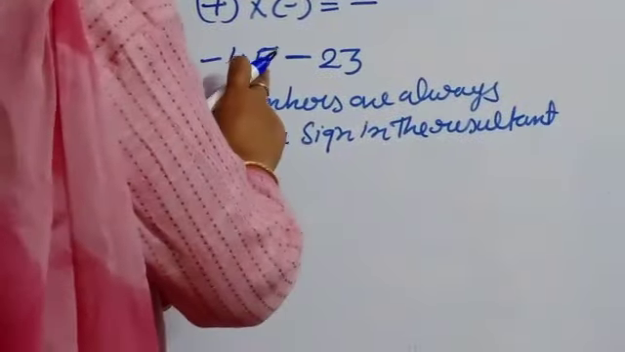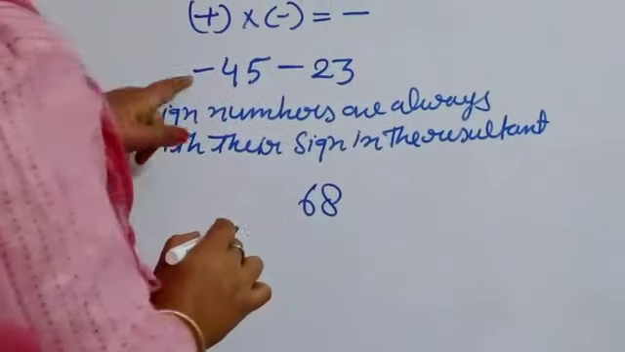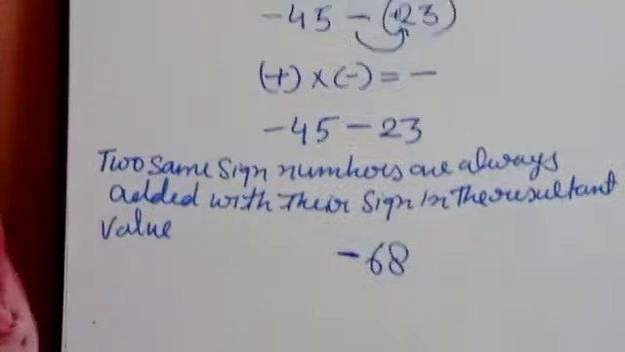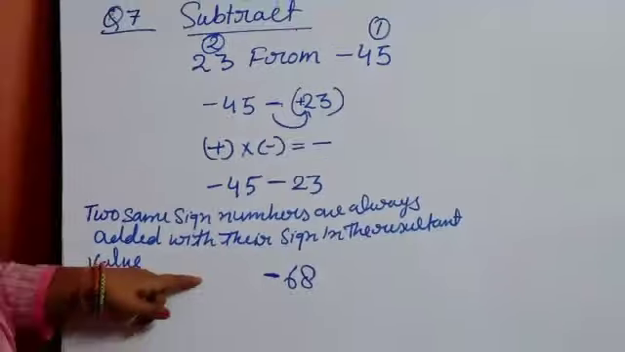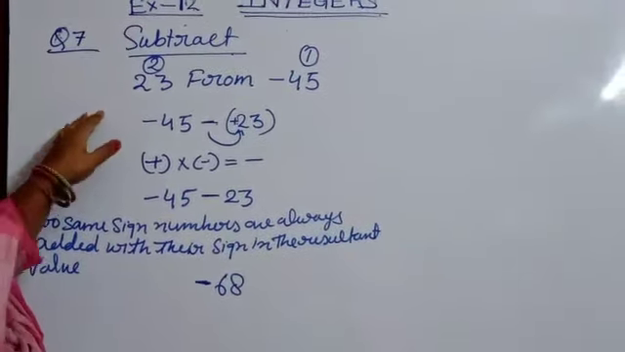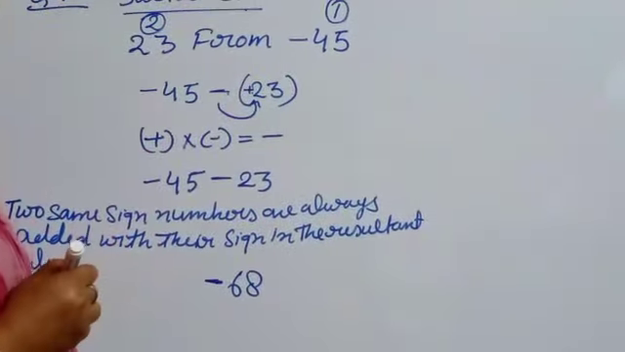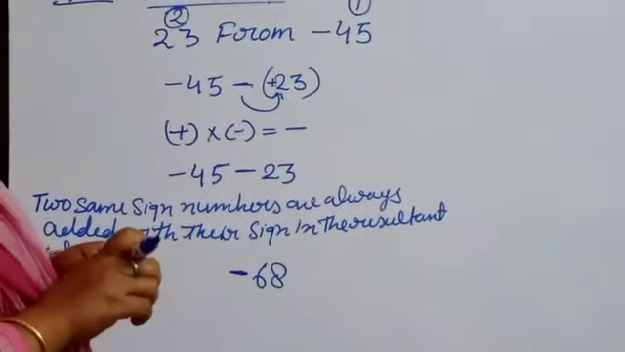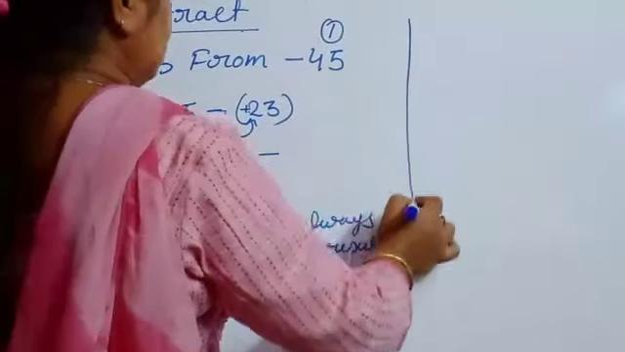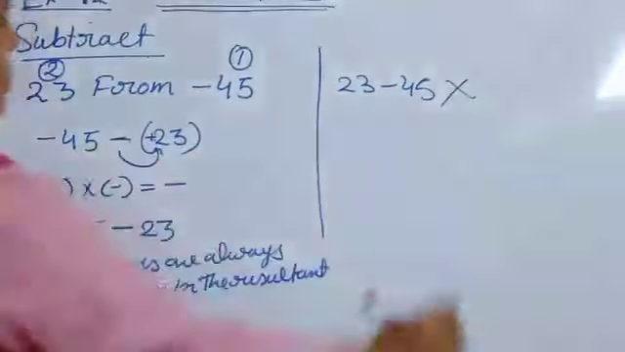In the resultant value means whatever sign they will have, we will put that sign in their final answer. See that 5 plus 3, 8, 4 plus 2, 6. Both the numbers having minus sign, so the final answer will also have a minus sign. In this way, just one more time try to understand this question. What we have been given: subtract 23 from minus 45, and I am going to tell you what most of the students are doing during examination time. They are doing this question like that, 23 minus 45, that is totally wrong.